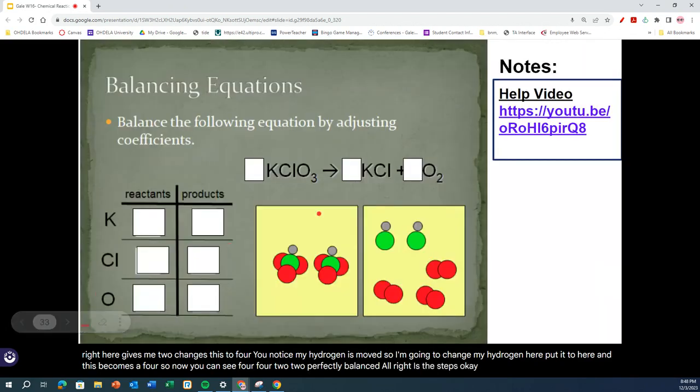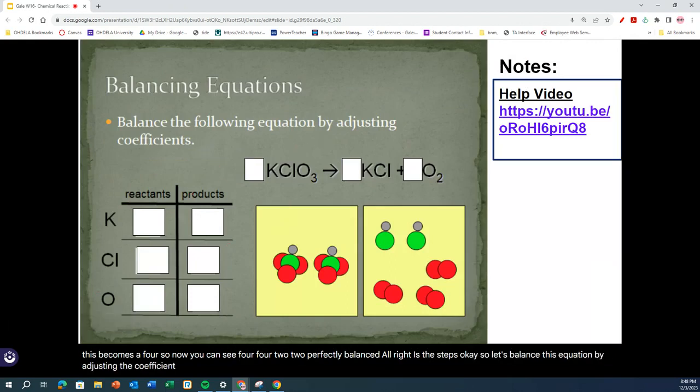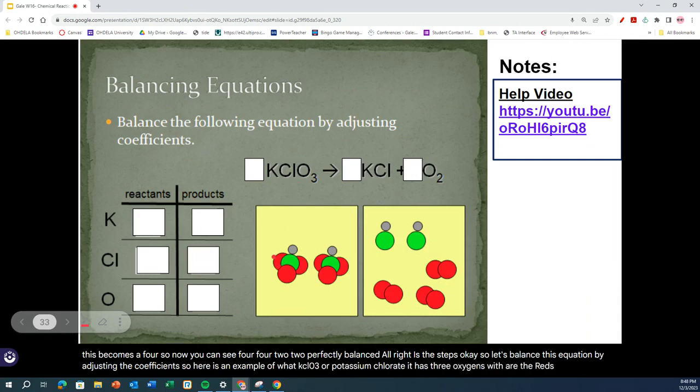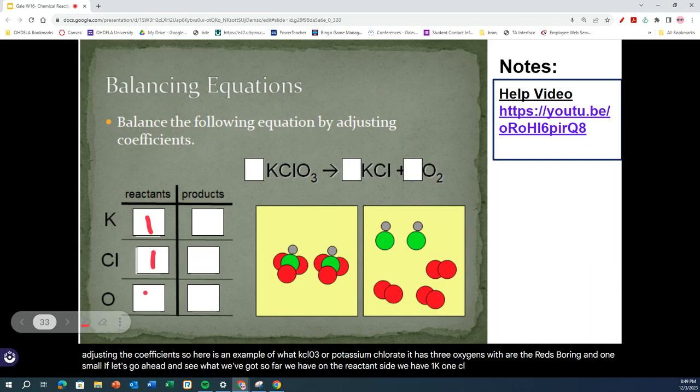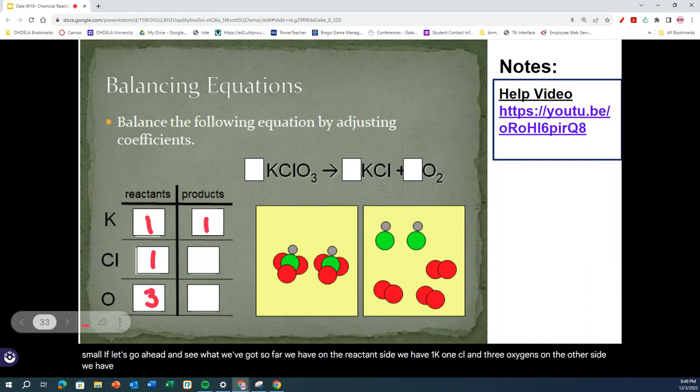These are the steps. Okay, so let's balance this equation by adjusting the coefficients. Here is an example: KClO3, or potassium chlorate. It has 3 oxygens, which are the reds, 1 green chlorine, and 1 small potassium. So let's see what we've got so far. On the reactant side, we have 1 K, 1 Cl, and 3 oxygens. On the other side, we have 1, 1, and 2. So in this particular case, I need to get some multiple of the oxygens, 3 and 2.